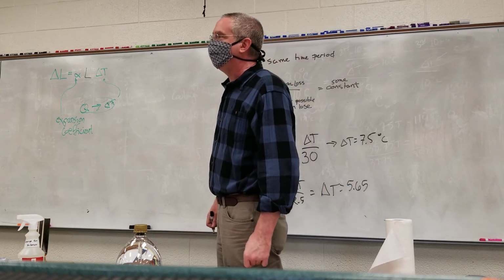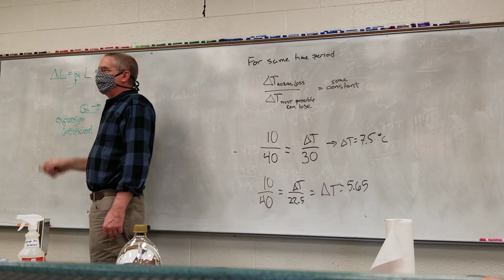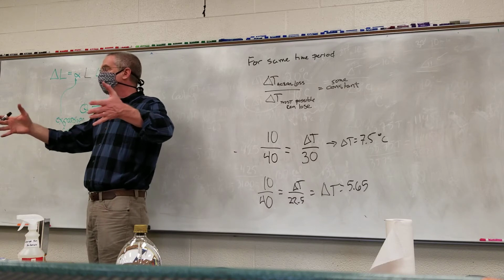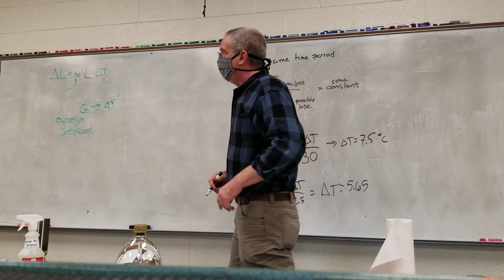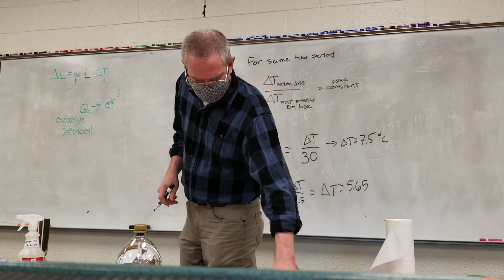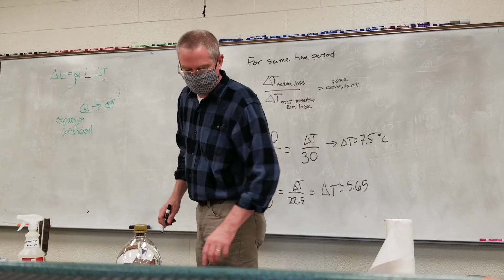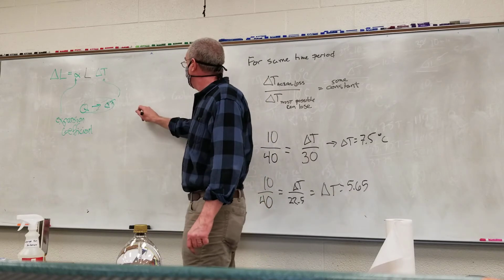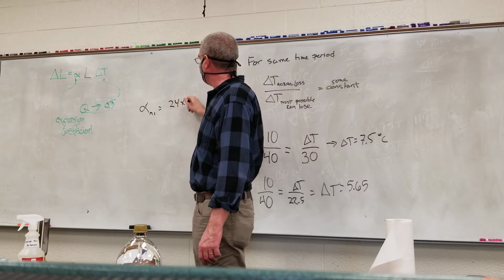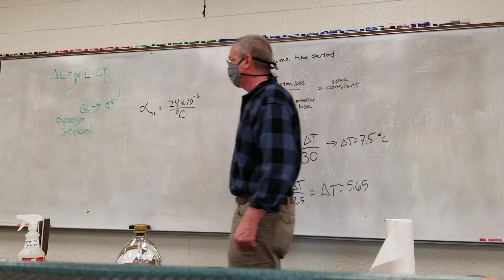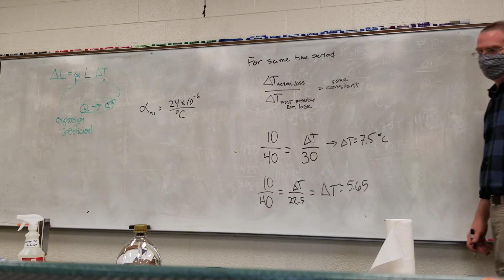How would length be in the formula? Because the change in length does depend on how long it is to begin with. Expanding a centimeter may or may not be significant depending on what the original size is. So if we were dealing with aluminum, which I have right here, alpha for aluminum is 24 times 10 to the negative 6 per degree Celsius. There are no units on top. It's a factor for each degree Celsius.